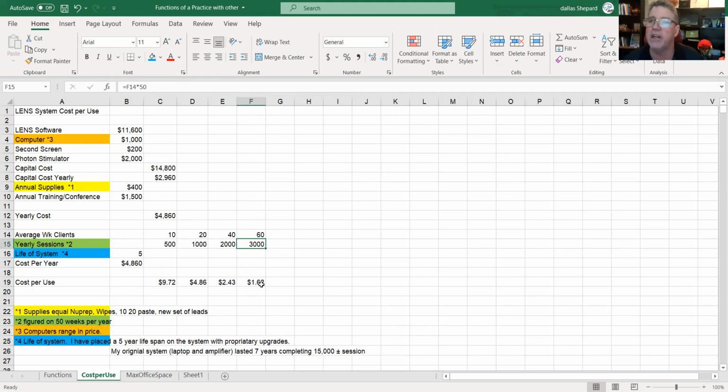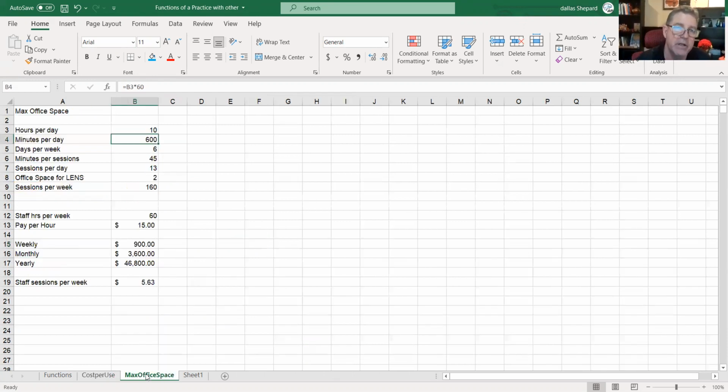That's saying I'm replacing the whole system in 5 years. That number can actually be argued because you're not having to replace your whole system in 5 years. You might have to replace the computer, maybe the amplifier, but that's not the total cost of replacing it. So that's just an idea of how I've broken it down.